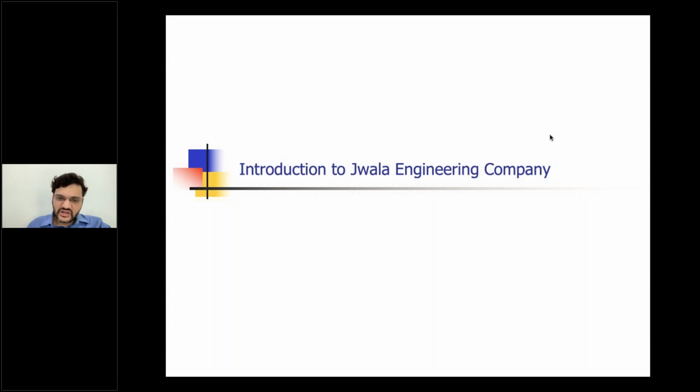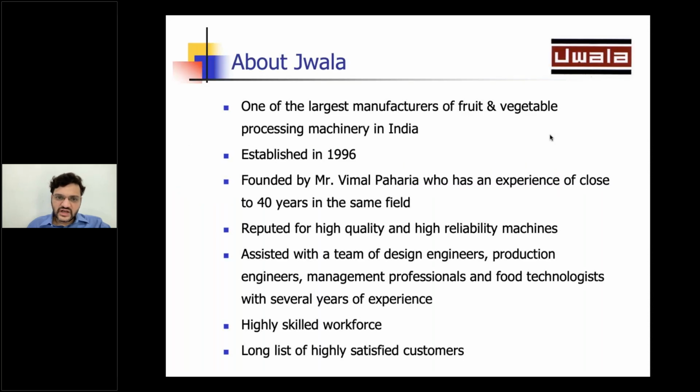I'll take just 2 minutes to give a brief introduction about my company. So we are one of the largest players in India when it comes to fruits and vegetable processing. So apart from mango, we do processing of all kinds of fruits and vegetables. So we started in 1996. So we are a 25-year-old company. It was founded by my father, Rahul Paharia, who has an experience of more than 40 years now in the same line. We are known for high quality, high reliability machines.